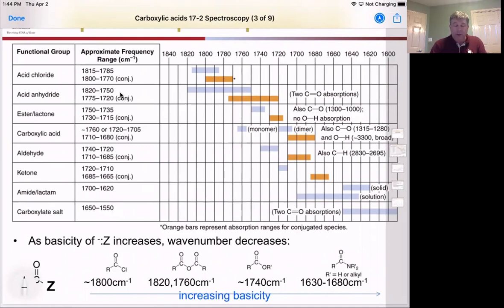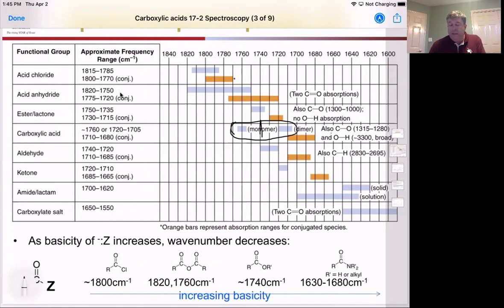So if we start looking at just the carboxylic acid, the carbonyl functionality right here in the middle is going to be centered around 1740 right here. Now, this is for a single molecule diluted in solution. That's why we call it monomer. Occasionally they dimerize because they can hydrogen bond to each other, and so that can shift it down a little bit.